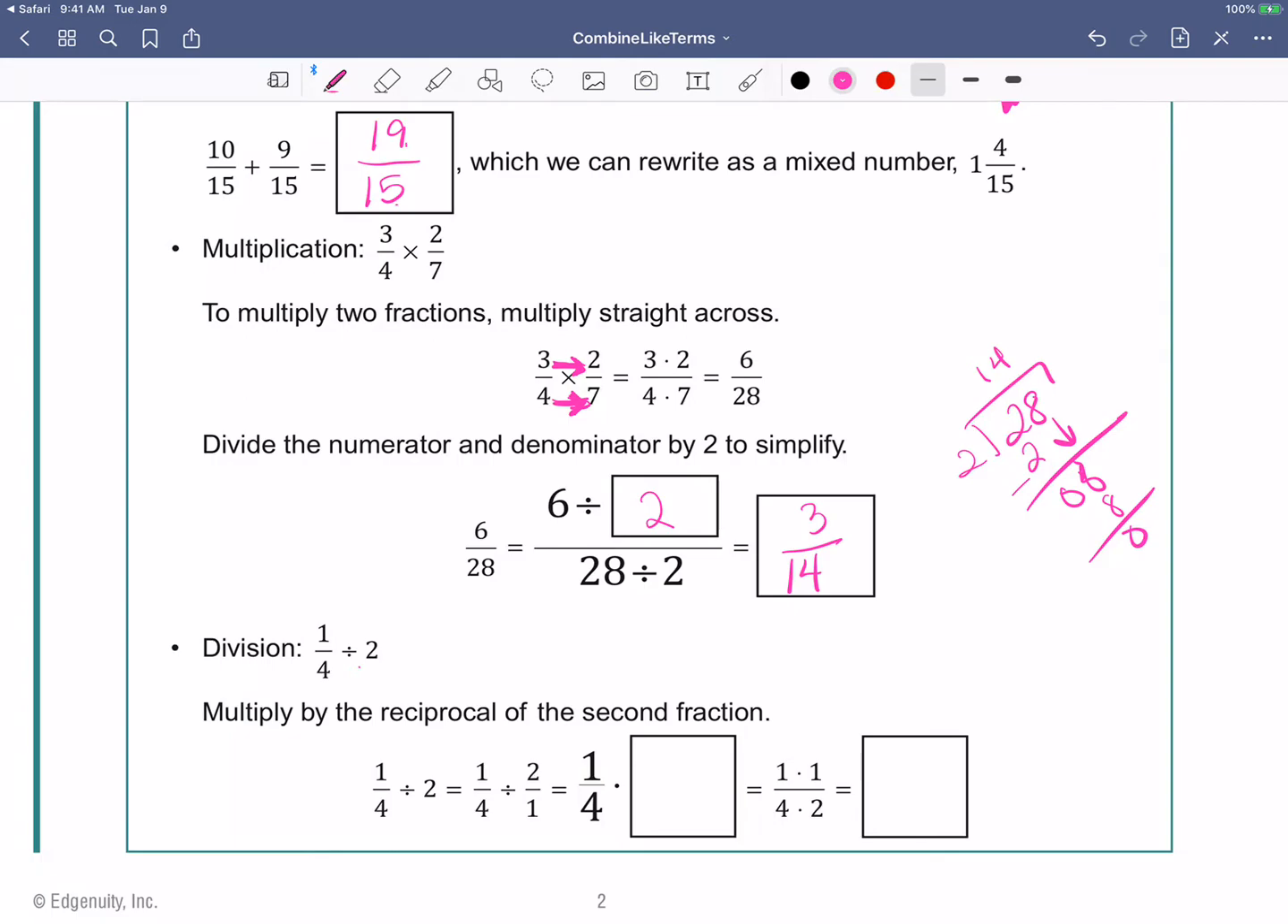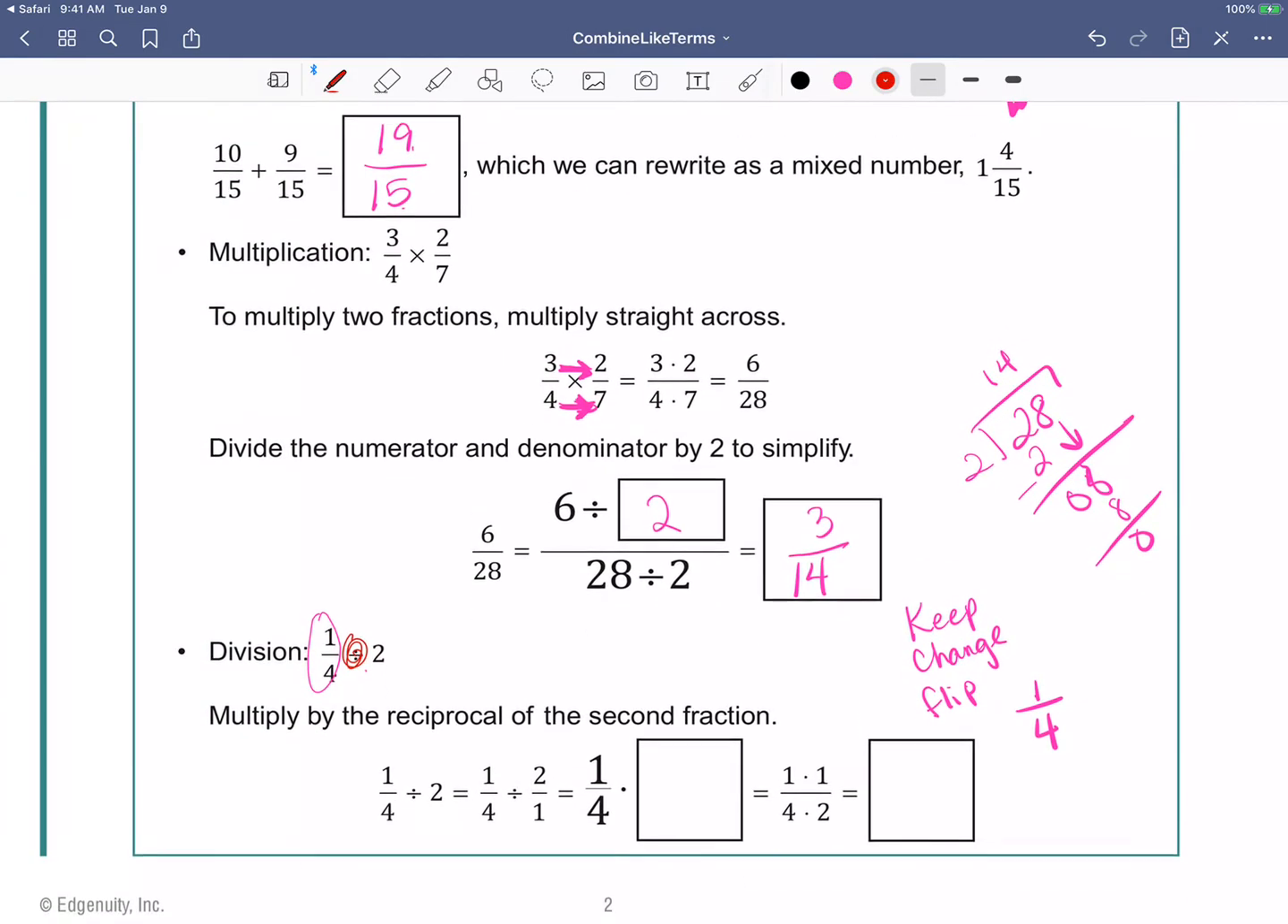So this is our keep, change, flip, right? Your KCF or KFC, whatever you want to call it. This is I keep my original fraction. I change my sign from division to multiplication.